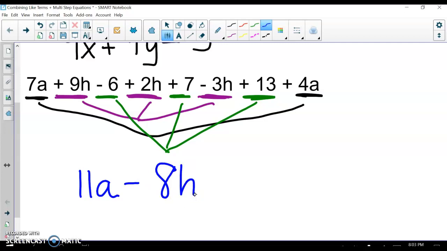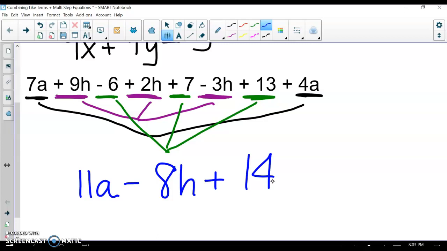And then I have a negative 6 plus 7 plus 13. Negative 6 plus 7 is 1. And then we add 13 onto that, so we get plus 14. And that's how we combine like terms.